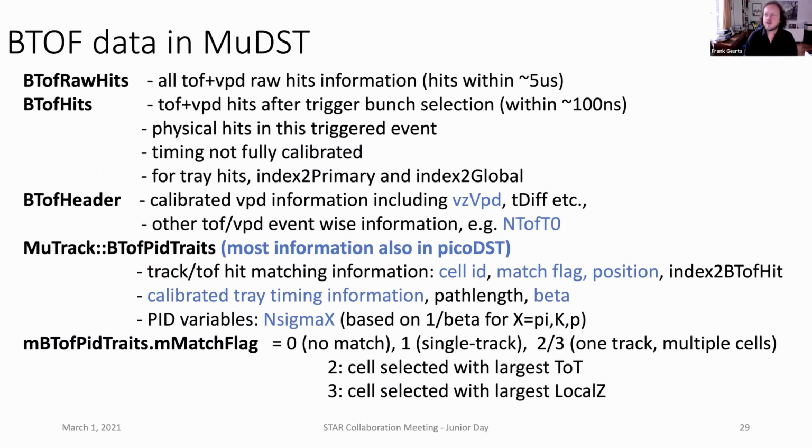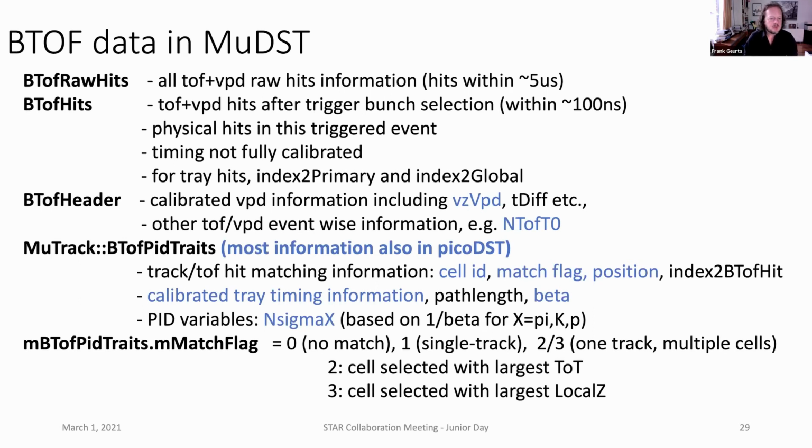So what is the data that you have in your MuDST? Well, in the MuDST, we see the BTOF raw hits, which is very useful for any reanalysis purposes. We have the BTOF hits, and just to be clear, that's not only the BTOF, but also the VPD hits. Remember, trays 121 and 122. And these are the physical hits that have the leading edge and the trailing edge combined. The timing is not necessarily yet fully calibrated, although the BTOF hits could get that timing information. And then it has, for the tray hits, indexes to what the associated tracks are.